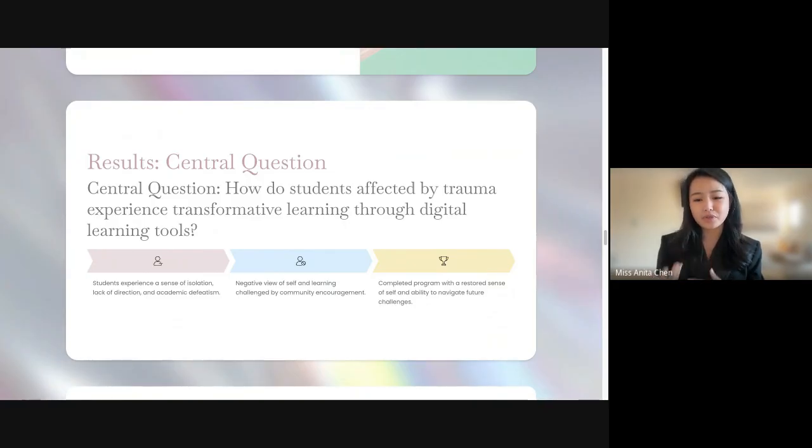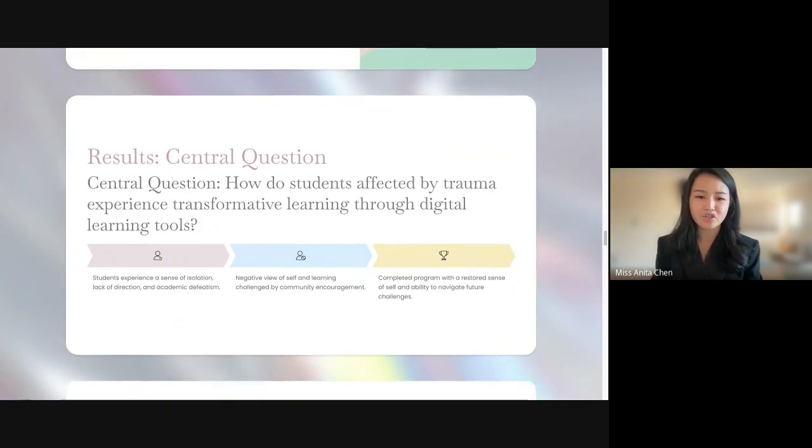And so students were able to complete the program with a restored sense of self and ability to navigate future challenges. You can see the process here: trauma creates isolation, and you can get stuck in that sense of isolation. But that negative view of self is then challenged, it's disrupted by community encouragement. It's that disorienting dilemma that Jacques Mesereau refers to at the beginning of the transformative learning process. And that disruption carries through the transformative learning that allows students to complete the program with that restored sense of self and their belief that the world will be kind to them and they can achieve their goals.